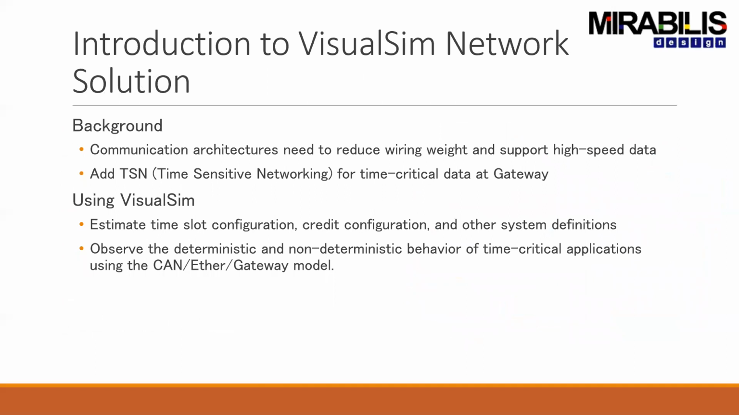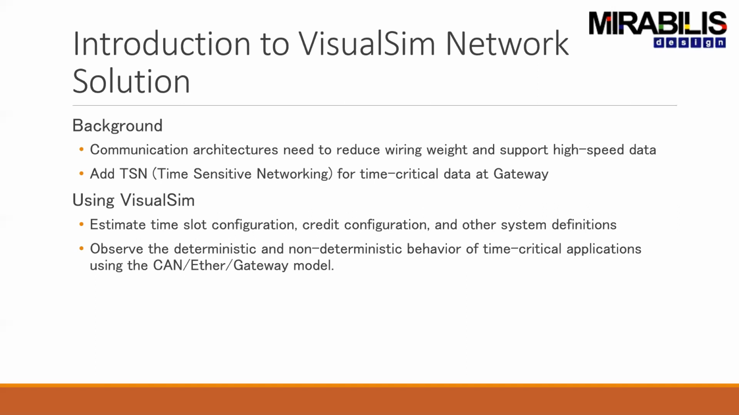Now, when you look at the VisualSim networking solution, there are two main areas that we focus on just for the networking, and then I'll talk about all the peripherals around it. First, the communication architectures are really there to reduce the wiring weight, going from like 1,000 pounds down to 10 pounds. And the other thing is to support the huge amount of data that's going to be going across, to migrate to time-sensitive networking, especially for CDT or control data traffic for time-critical processing at the gate.